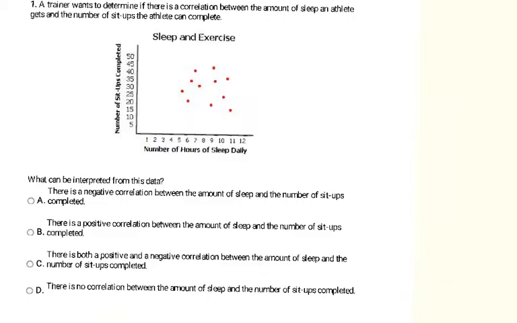In this first example, it says a trainer wants to determine if there is a correlation between the amount of sleep an athlete gets and the number of sit-ups an athlete can complete. So there's the number of hours of sleep daily and the number of sit-ups completed, and then we have all our points here. What can be interpreted from this data? Here it says there's a negative correlation, there's positive, there's both positive and negative, and there's no correlation. Let me give you a heads up: you can never have both positive and negative. That just doesn't happen ever, so that's never going to be an answer. If I look here, are these dots in general increasing, decreasing, or neither? Neither. So your answer here is going to be D. There is no correlation.